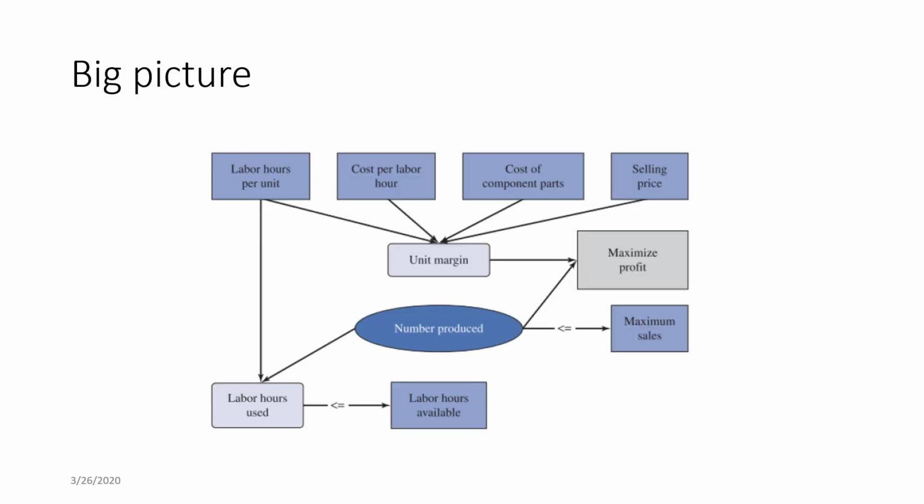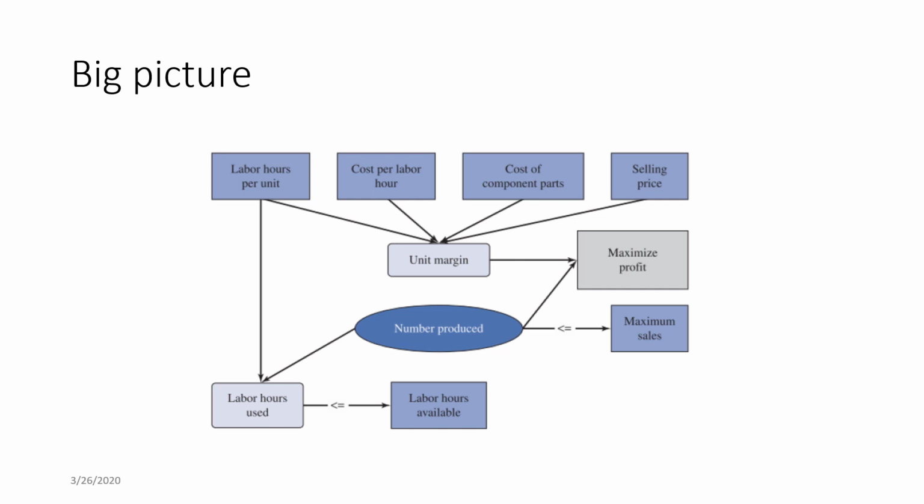Here's our big picture. Labor hours per unit, cost per labor hour, the cost of component parts or our direct material costs, as well as our selling price, our maximum sales, and our labor hours available are all inputs into the model. The top 4 boxes there, taken together, are used to calculate our unit margin or our contribution margin.